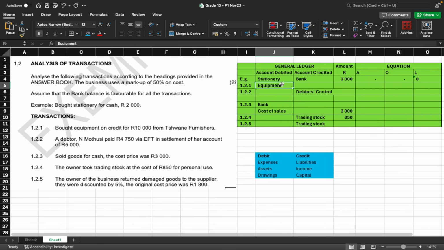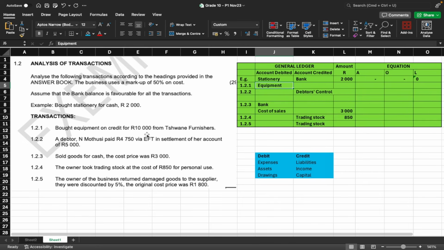So we put equipment on the debit side, and then what do we credit? Well, if you bought it with cash, as I mentioned in the first example, we would have credited bank, but we didn't buy it with cash, we bought it on credit. What does that mean? It means that we still owe the 10,000 Rand because we bought it on credit, meaning we're going to pay later. So if we owe money to someone else, what do we call that? Liabilities.